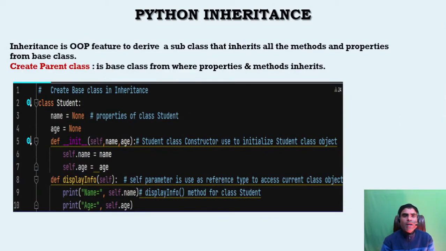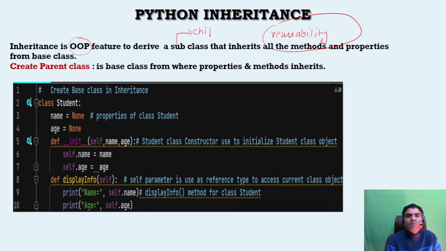Now I'm going to discuss a very important terminology, that is Python inheritance, a very important concept in object-oriented programming. The most important thing is that inheritance is reusability. We can reuse. So inheritance is an OOP, that is object-oriented programming, feature to derive a subclass, that is a child class, that inherits, that is inherit means save, all the methods and properties from the base class, that is called the parent class. So here we have seen two terms, child class and parent class, or subclass or base class.